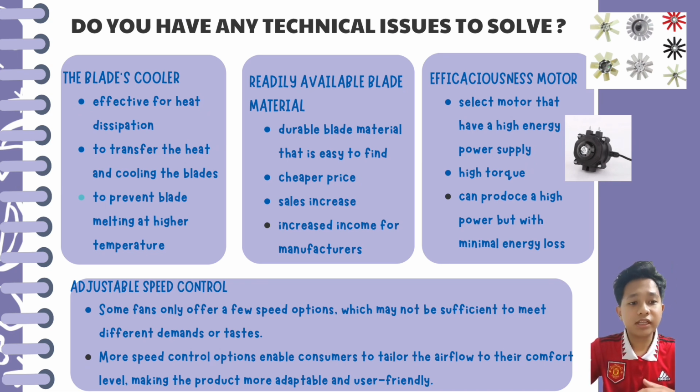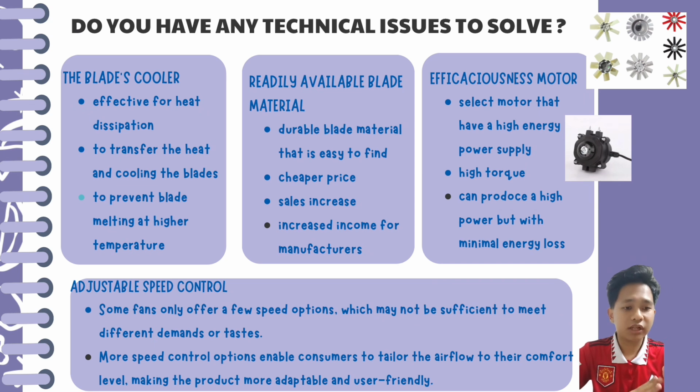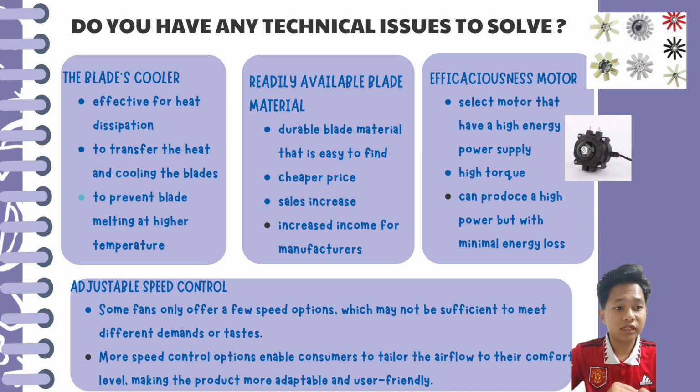Second is a readily available blade material. It is also a durable blade material that is easy to find, so we can get a cheaper price. When we get a cheaper price, the sales of the product will increase and the income for the product can also increase. Thirdly, we can choose an efficient motor, like selecting a motor that has a high energy power supply and a high torque, so it can produce high power but with minimal energy loss.